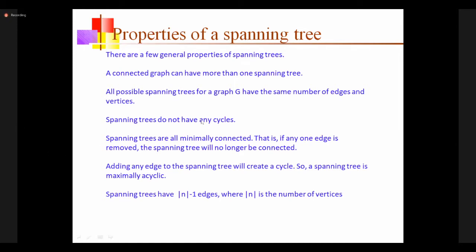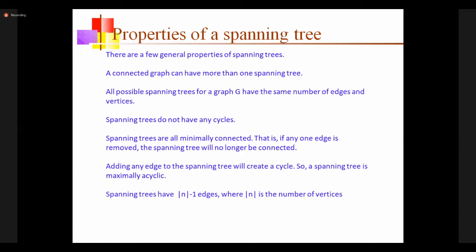And spanning tree does not contain any cycle. Spanning trees are all minimally connected. That is, if any edge is removed, the spanning tree will no longer be connected. So, as I said, spanning tree is minimally connected means only one direct connection between one particular vertex to one particular vertex. Suppose if I take out that particular connection, the spanning tree will be disconnected. That is the meaning of that particular line.